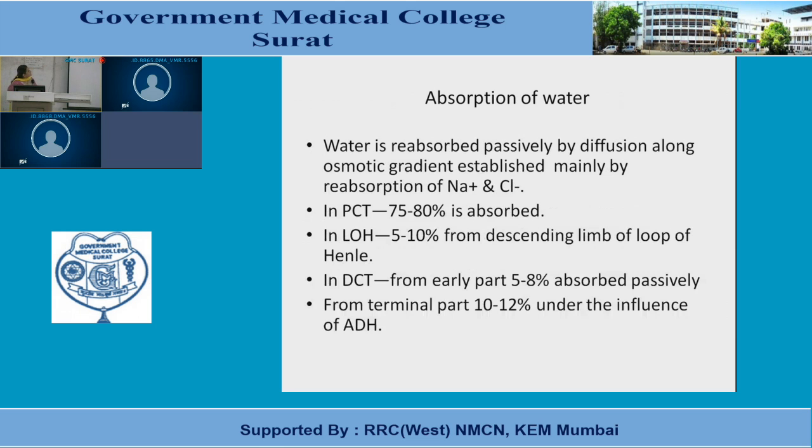Absorption of water in the PCT is 75 to 80%. In the loop of Henle, 5 to 10% is absorbed from the descending limb, because the ascending limb is impermeable to water. Now in the distal convoluted tubule, again in the presence of ADH, about 5 to 8% is absorbed passively, and in the terminal part about 10 to 12% under the influence of ADH. So very important: impermeability and permeability to water in different segments.